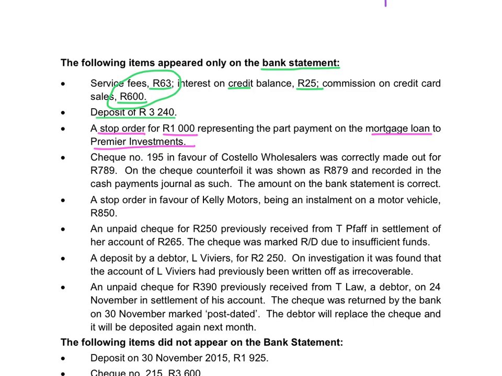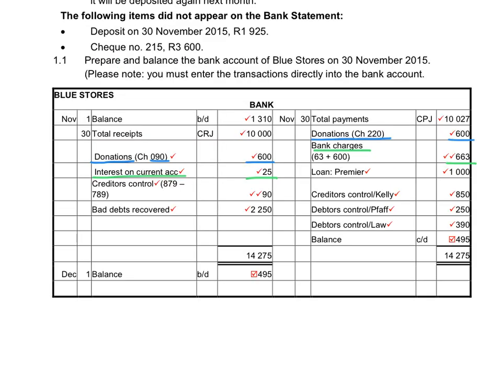So it's just like a check. Instead of us writing out the check, they pay over the money to Premier Investments. So in our bank account, we will record this 1,000 Rand on the credit side, and the bank is reduced with 1,000 Rand on the credit side. The account that will be debited will be Loan Premier Bank.